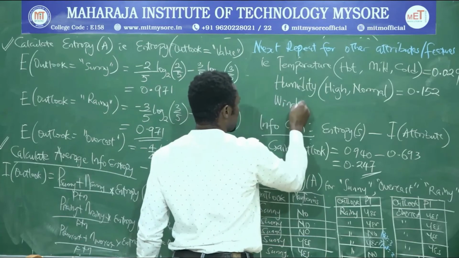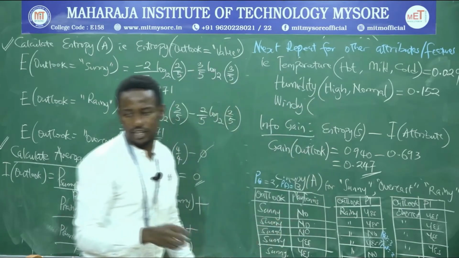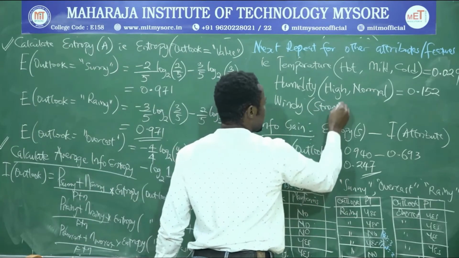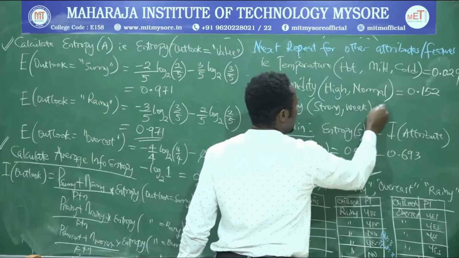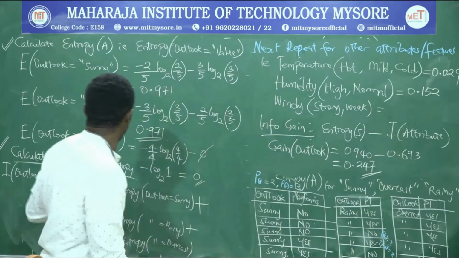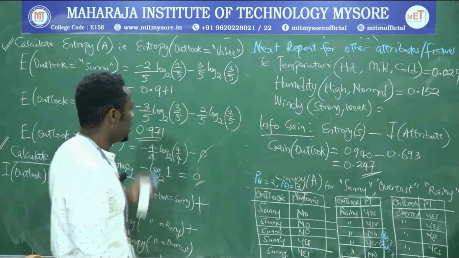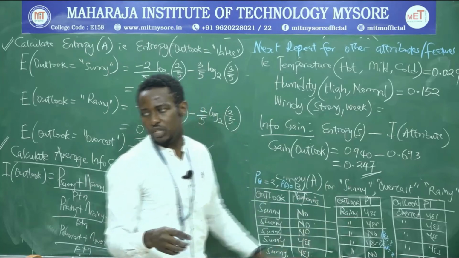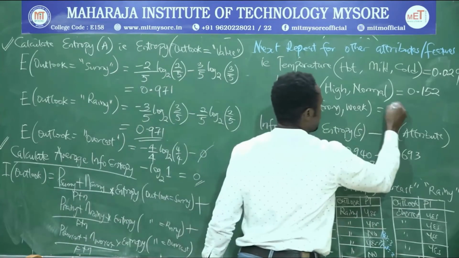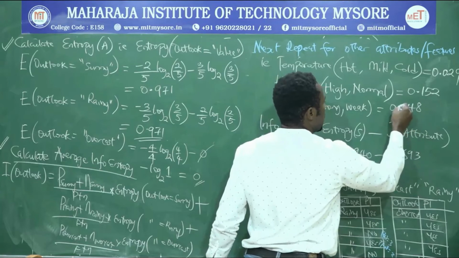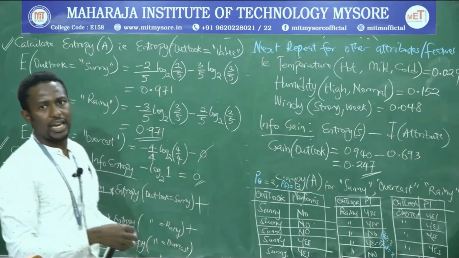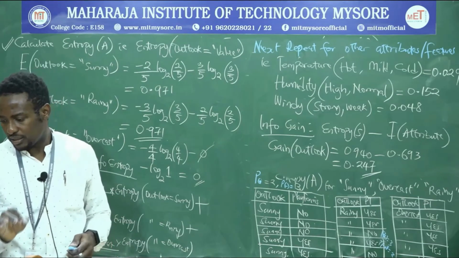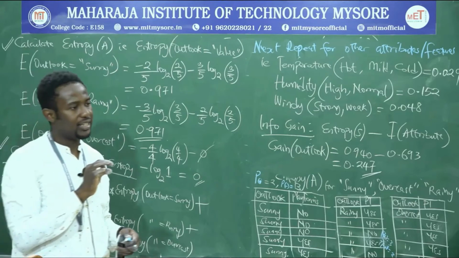So windy. So in windy, what do we have? In windy, then you have strong and weak. Again, you repeat the same thing. Strong and weak. And again, you calculate, follow the same process. Calculate the average information entropy. Calculate the information gain. And at the end, the information gain boils down to be 0.048. Now, you enter step 3, please. The step 3 says what? Pick the highest gain value.